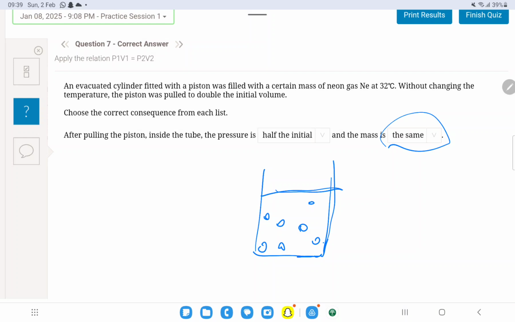So when the volume is doubled, the gas particles have more space to move into, causing less collisions with the walls. So pressure decreases. By how much? Since the volume doubled, the pressure is going to half. Half the initial, the pressure is half the initial, and the mass stays the same.